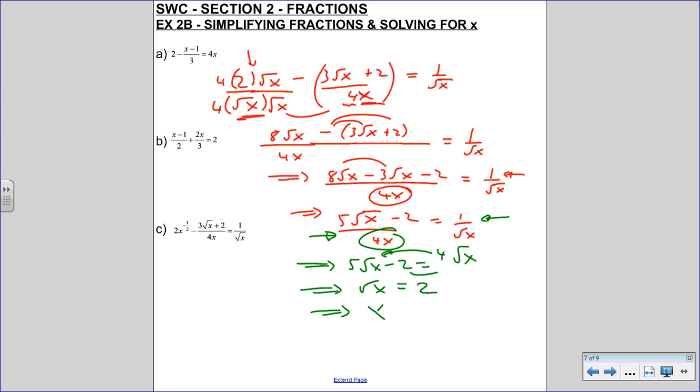We want x by itself. So it has been square rooted. We need to square it. Square both sides, and we get x is 4.